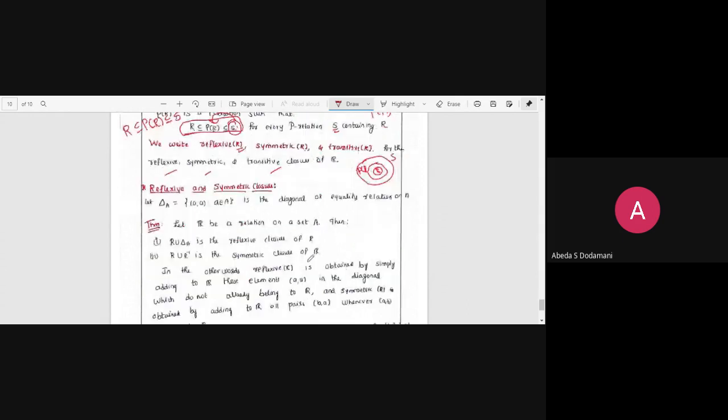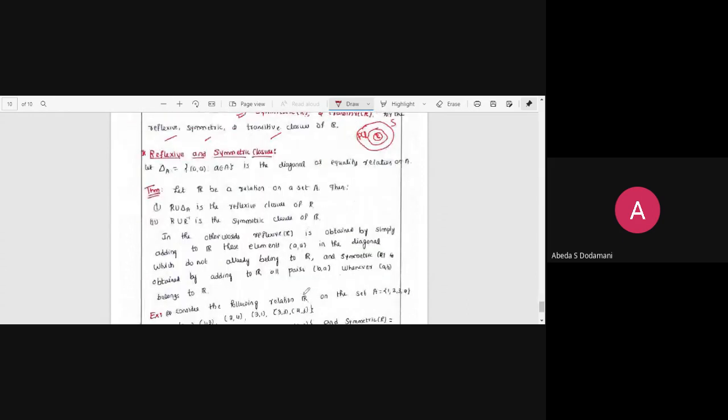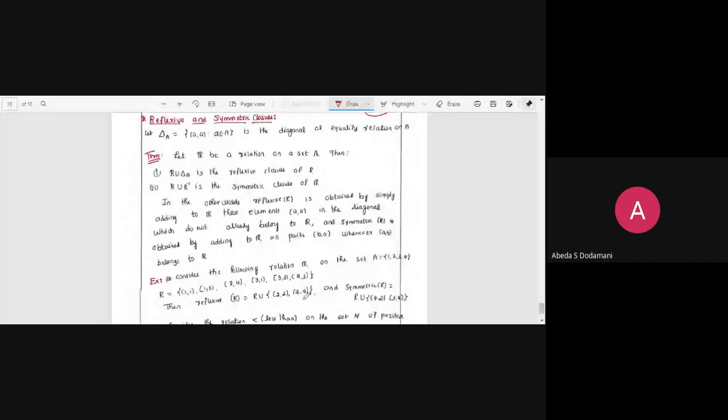Okay. So let's understand the theory first. So reflexive and symmetric closure. Here delta A is defined as the set of pairs (a, a) where a belongs to A. So here (a, a) means a is related to a, for every element coming from the given set A, is defined as delta A. It is the diagonal, or it is also called the equality relation on the given set A.